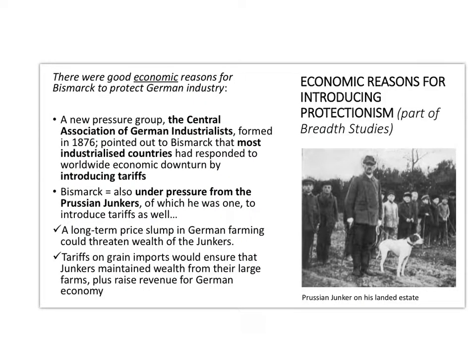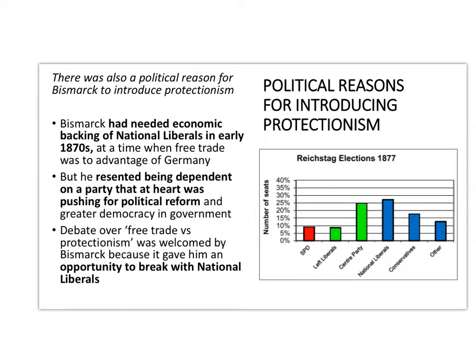So the details. For that first point, Bismarck was under pressure from his own farmers, from his own social class, the Junkers, but also from the German industrialists. An example there, the Central Association of German Industrialists, and also from his own farmers, and again we covered those points there. They're the economic reasons. Then the political reasons.